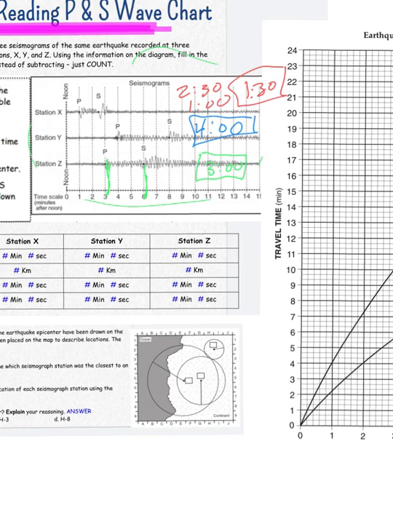All right, so now you're just going to write those down in here, okay? So this is for station X is 1:30. Station Y is 4 minutes, 0 seconds. And station Z is 3 minutes and 0 seconds. Okay, so once you have that, then you can figure out distance to epicenter.